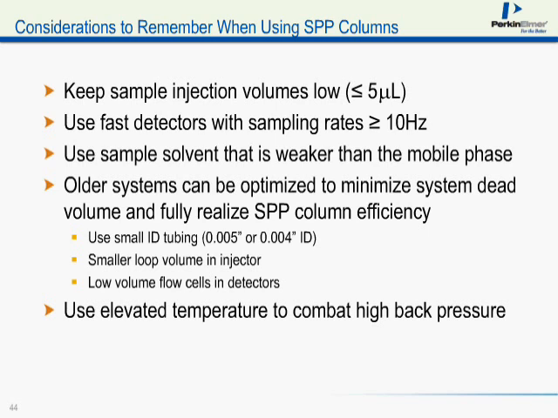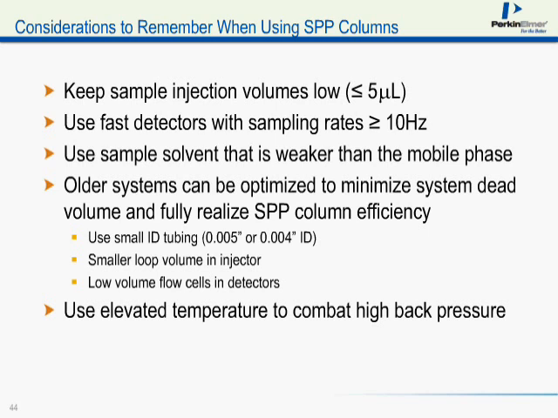There are some considerations you've got to think about when using solid core SPP type columns. First, in most cases, you will keep your injection volumes low. The capacity of these, since they are not a fully porous particle, will be lower than your traditional columns, so you will usually need to go to lower injection volumes. Now, that's not always the case. It does depend on the concentration of your sample originally. If you have a very low concentration sample, you can go to larger injection volumes.